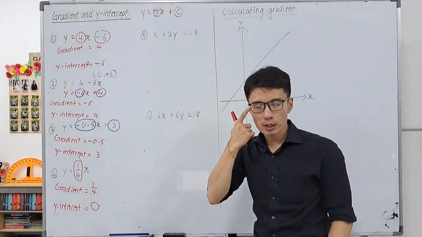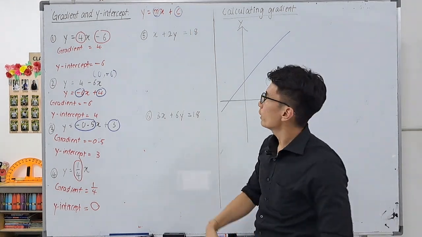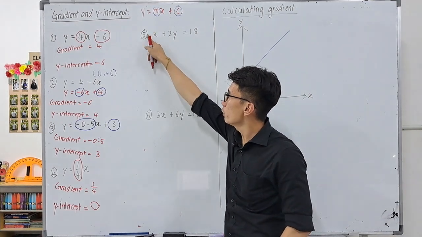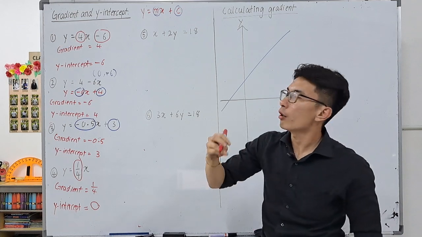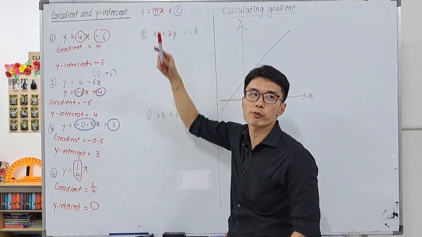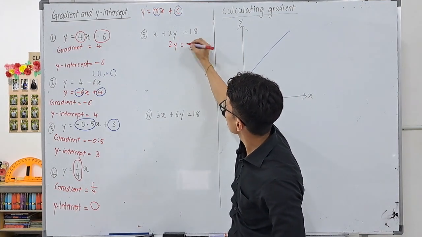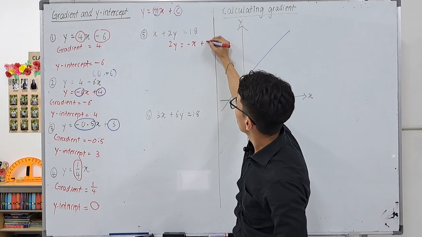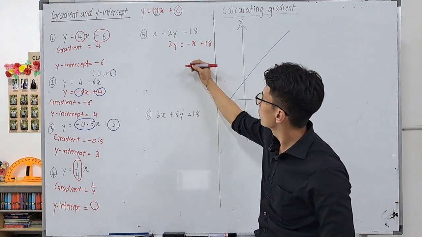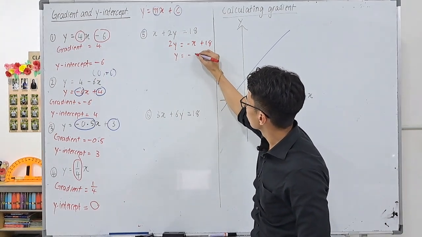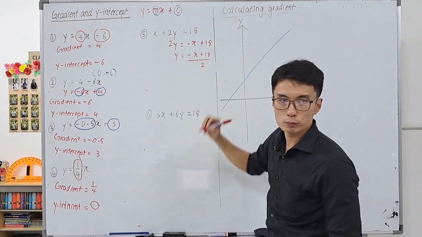What about this one? Now this one is not in the form y equals mx plus c, so you can't say that behind the x value is 1, and 1 is the gradient. That's not it. You can only say that after you have rearranged the equation into this form. So I'm going to quickly do it. I'm going to write 2y equals negative x plus 18. Move this over to get negative x. If I solve this, y equals negative x plus 18, everything over 2.